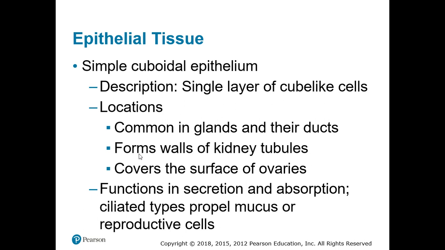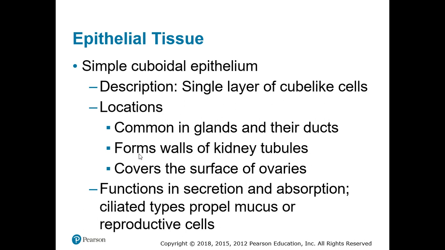The next one we're going to talk about is simple cuboidal. Again, the description, simple tells you that it's a single layer. Cuboidal tells you that these are going to be cube-shaped. They're going to be located in glands and the ducts of glands. That just means the tubing.